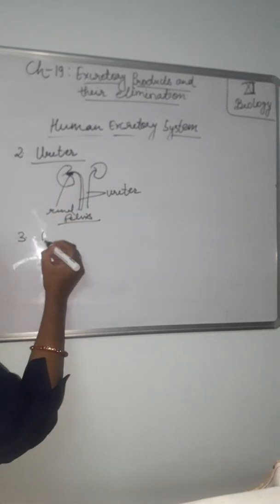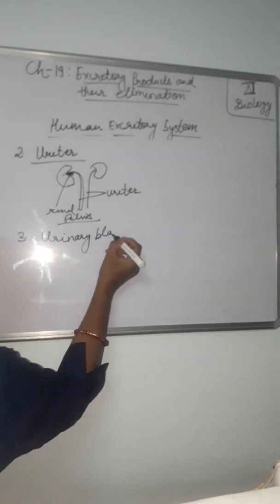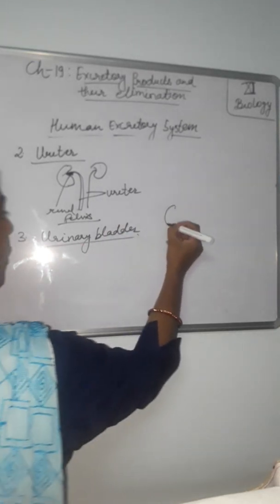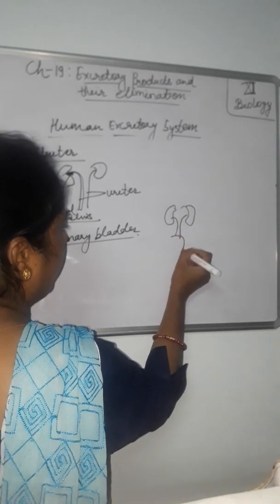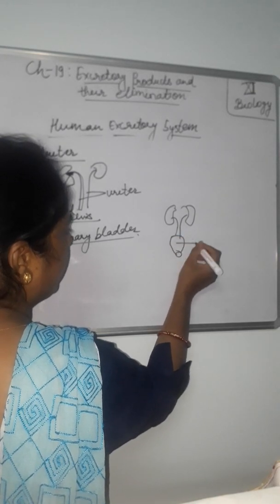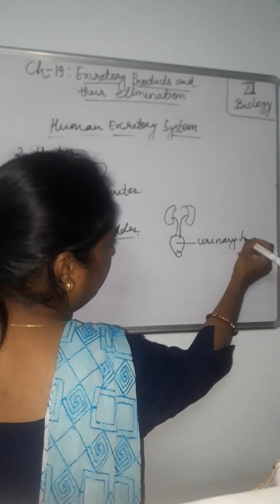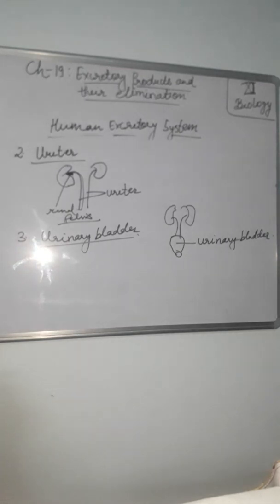The third part, that is urinary bladder. ठीक है, urinary bladder क्या होता है? This is kidney, this is ureter, and ureter जहाँ पे join होते हैं this pouch like structure, this is urinary bladder. ये क्या करता है? स्टोर करता है यूरिन को.